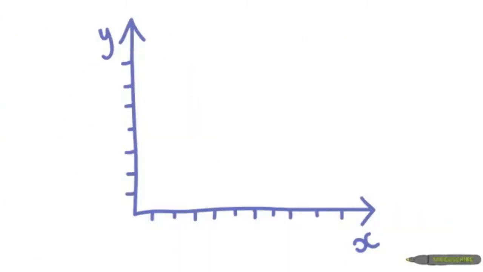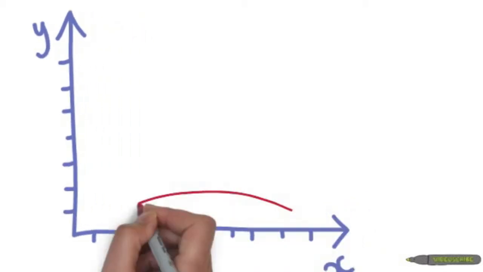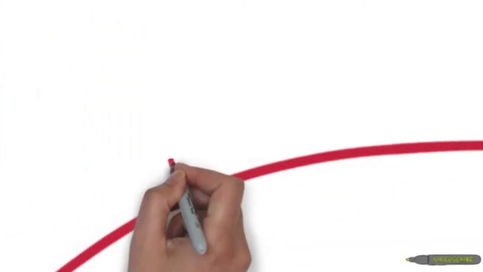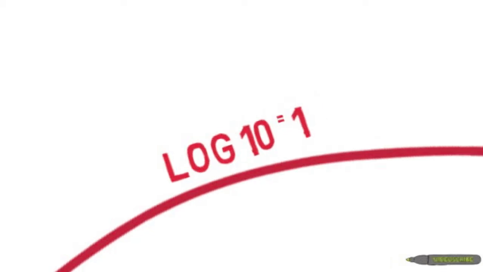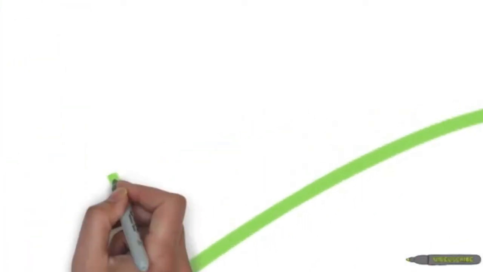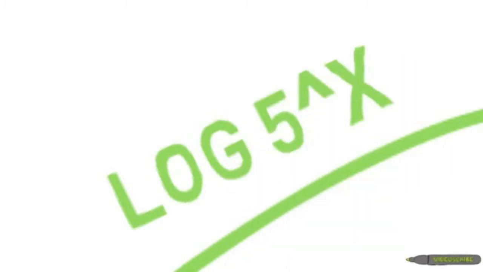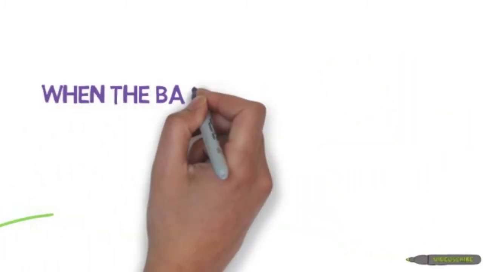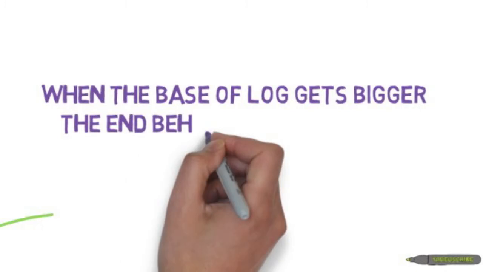Let's look at the graph. This is a function with a base of 10 and has the power of x. The other one is log 5 with the power of x. We can see that when the base of log gets bigger, the end behavior of the function gets closer to the x-axis.